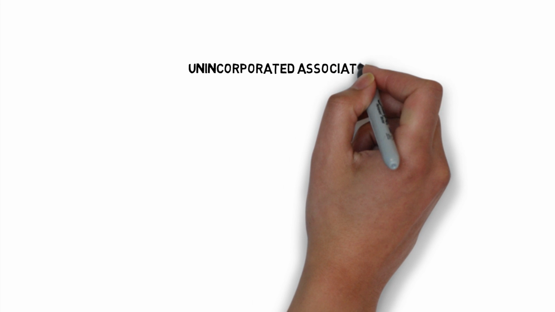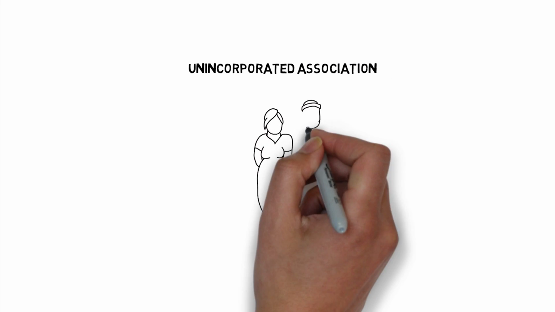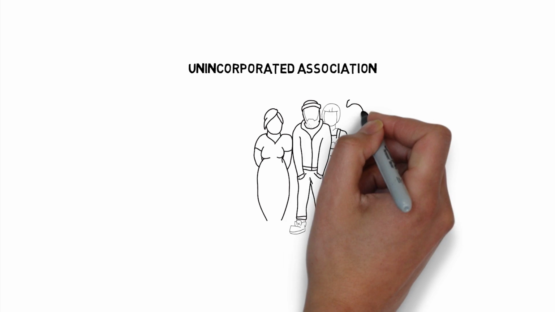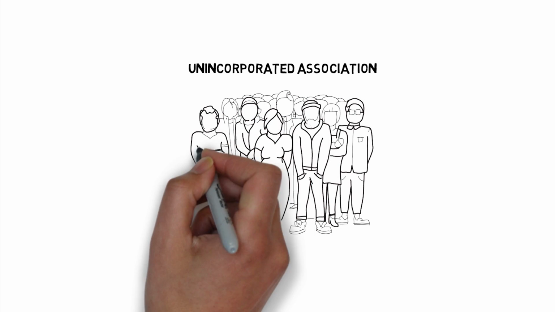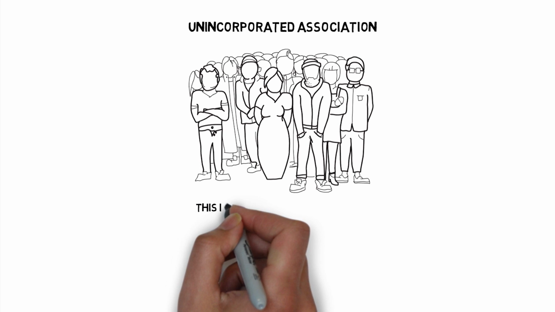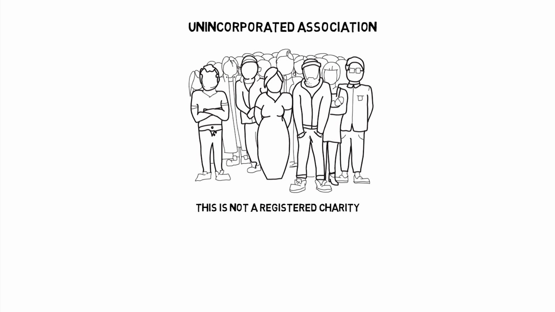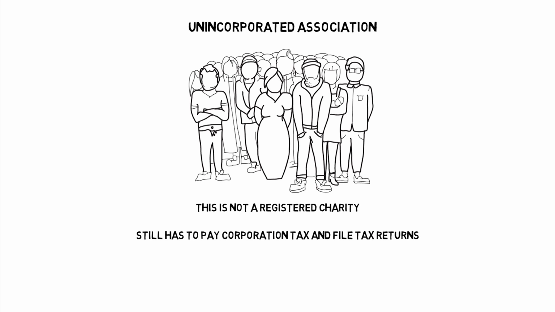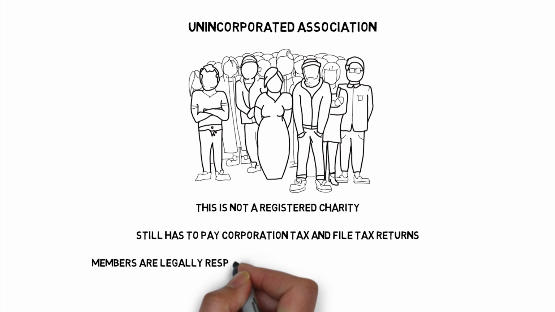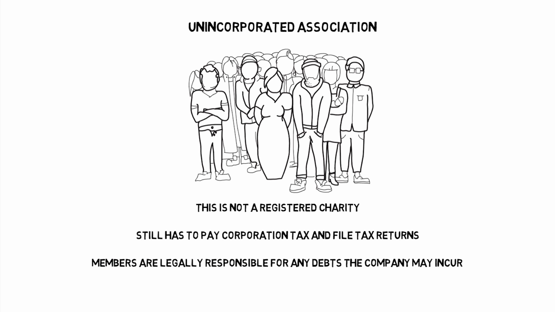An unincorporated association is an organisation that is formed when an individual or group of people start trading for a reason other than profit. A good example of this is a local sports club that is owned by the community. This is not a registered charity. The business still has to pay corporation tax and file tax returns. The members of an unincorporated association are legally responsible for any debts the company may incur. One advantage of an unincorporated association is that they cost nothing to set up and do not need to be registered.